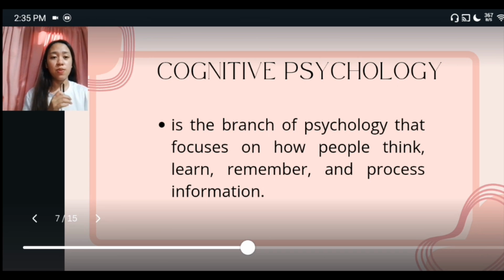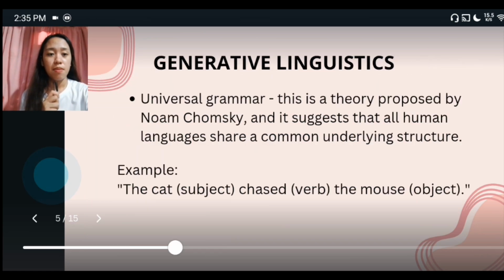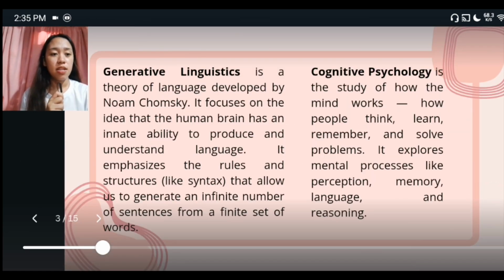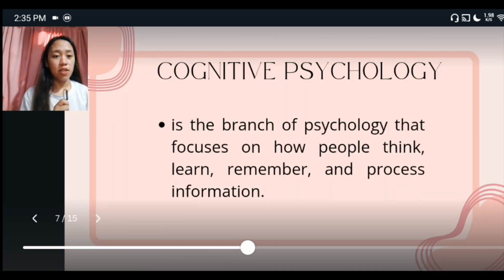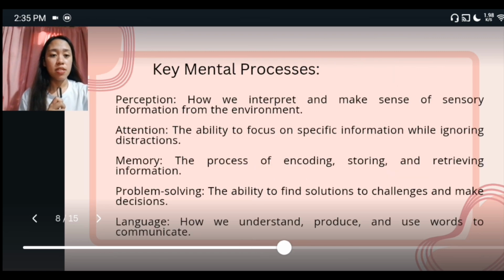So let's go to cognitive psychology. Cognitive psychology is the study of how the mind works, how people think, how we learn, remember, and solve problems. It explores mental processes like perception, memory, language, and reasoning. It focuses on how people think, learn, remember, and process information.